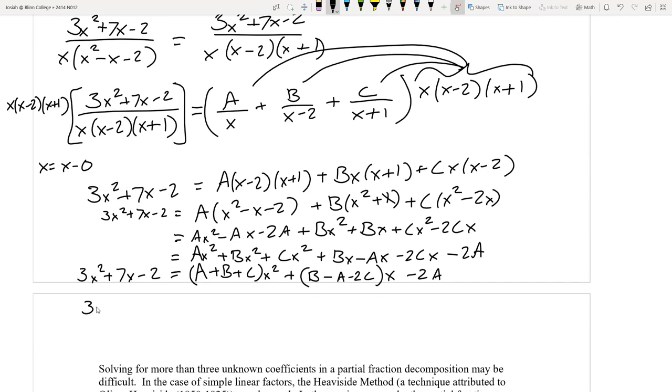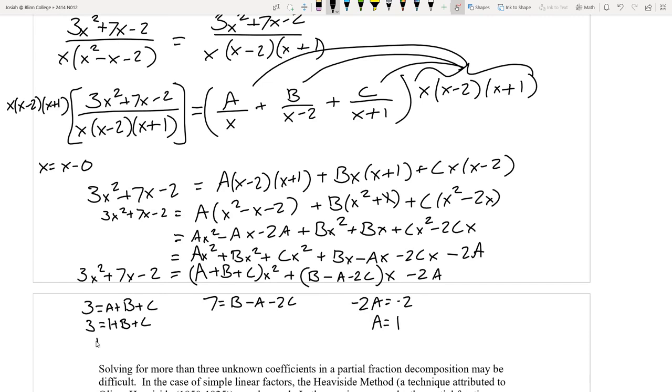So we have 3 equals a plus b plus c. 7 equals b minus a minus 2c. And finally, negative 2a equals negative 2. So it looks like the simplest one is probably this last one here. Divide both sides by negative 2. A should be 1. And we'll go ahead and substitute in a equals 1 into our other two equations.